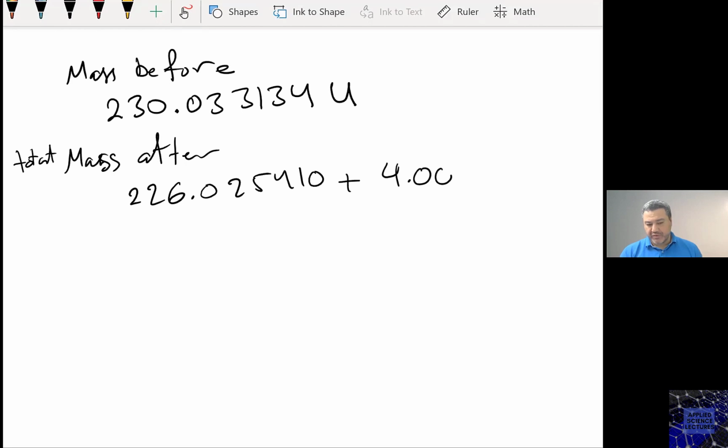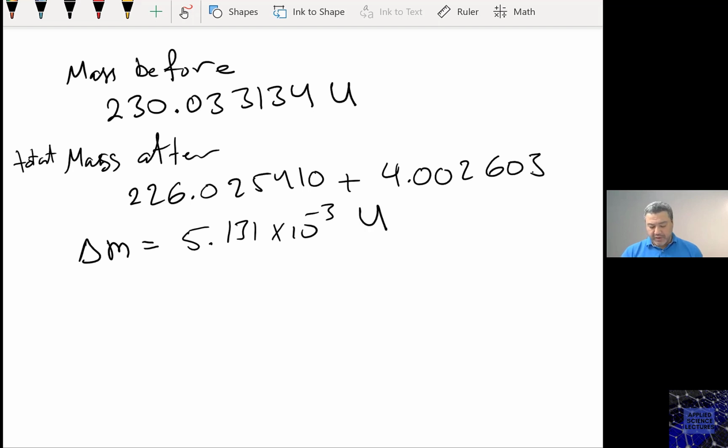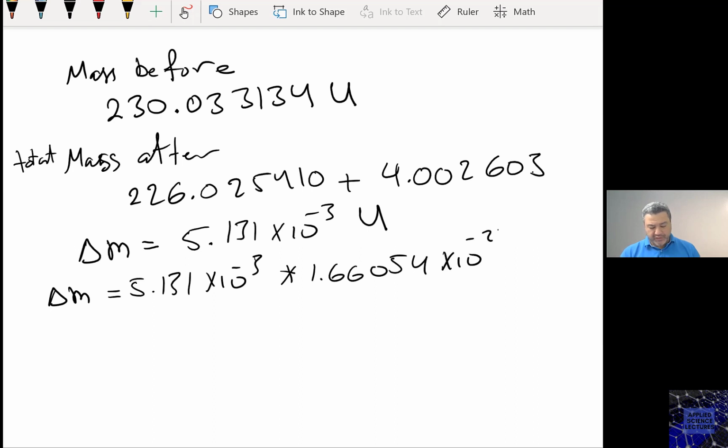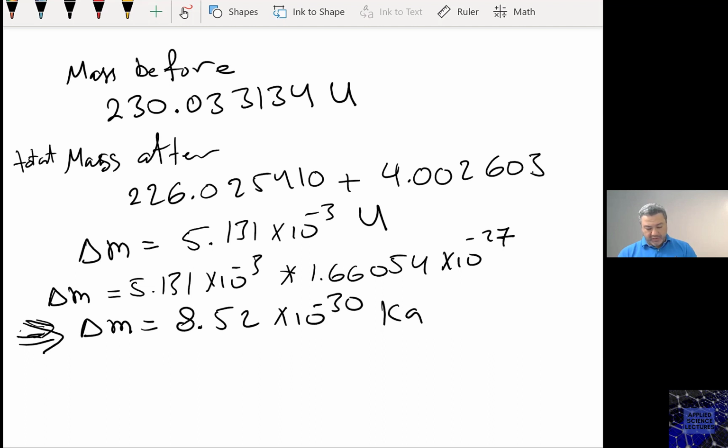plus 4.002603, then delta M is 5.131 10 to the power minus 3. Then if I want to calculate delta M in kilograms, I take 5.131 10 to the power minus 3 times 1.66054 10 to the power minus 27. Then delta M equals 8.52 10 to the power minus 30 kilograms.